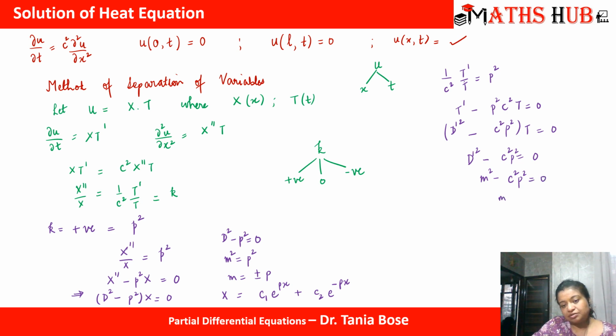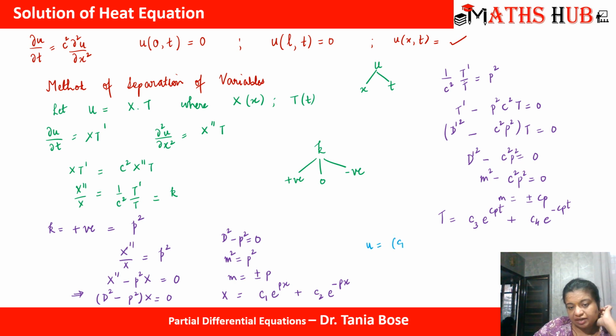So m turns out to be plus minus cp. So what is T? T is c3 e raised to power cpt plus c4 e raised to power minus cpt. Right? So from here we can frame our u as c1 e raised to power px plus c2 e raised to power minus px multiplied by c3 e raised to power cpt plus c4 e raised to power minus cpt.